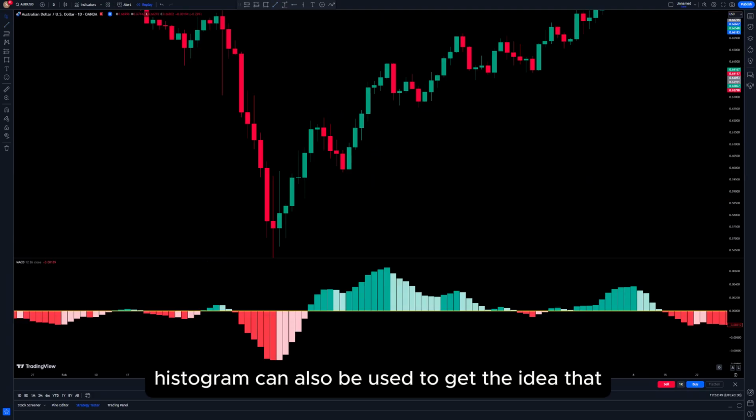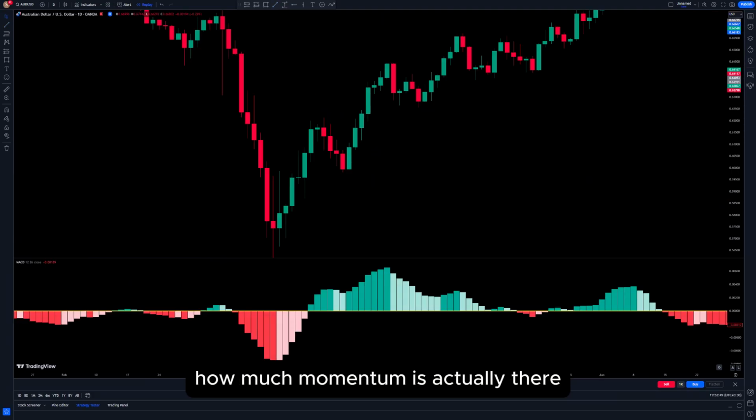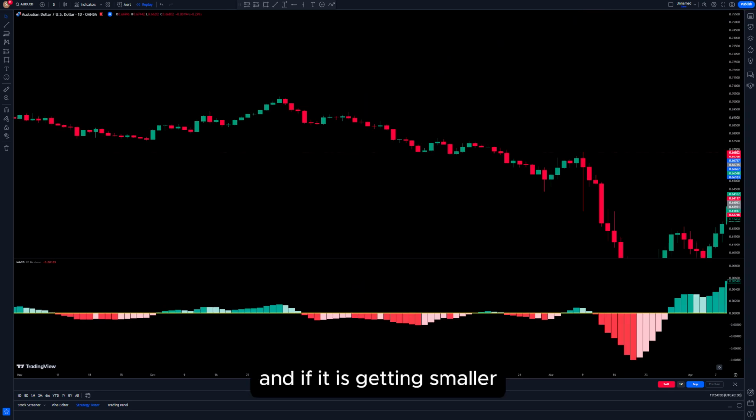The histogram can also be used to get an idea of how much momentum is actually there. If the histogram is getting bigger, that means there is an increase in momentum, and if it is getting smaller, then there's a decrease in momentum.